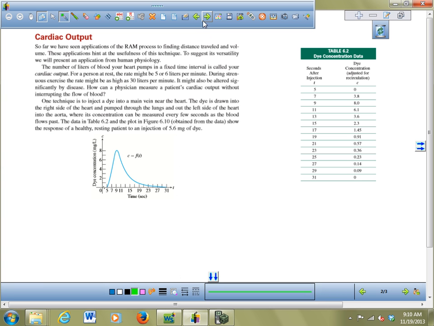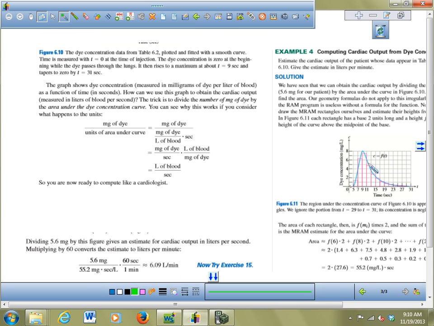Turns out that if you sum up the areas under this curve, and you divide that into the amount of stuff being injected into your heart, which in this case was 5.6 milligrams. So this is the sum down here. This is the area under the curve. And as far as the units go and all that, they show you why this works. And I had a hard time following that.